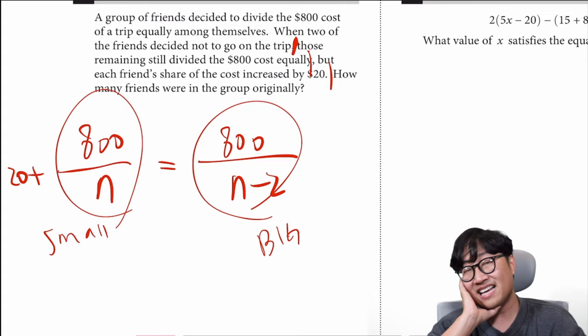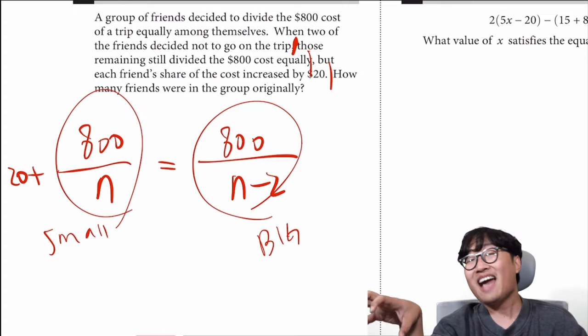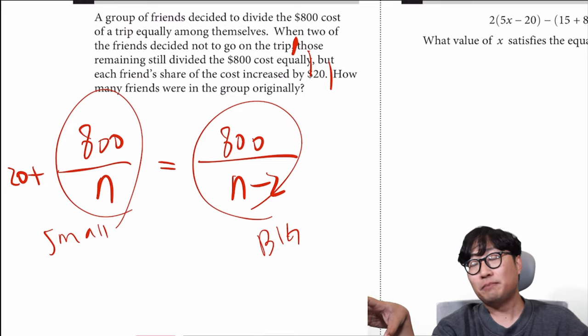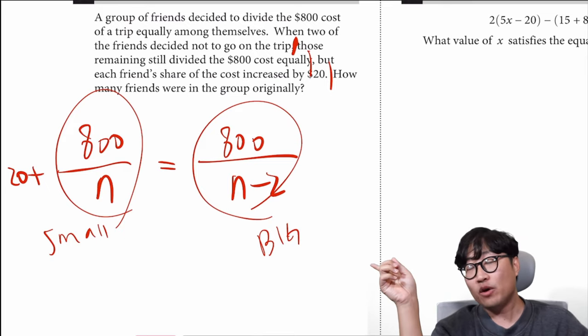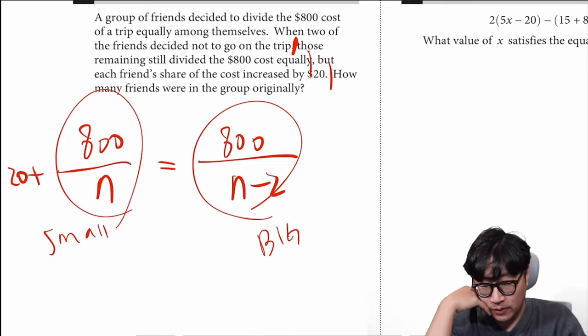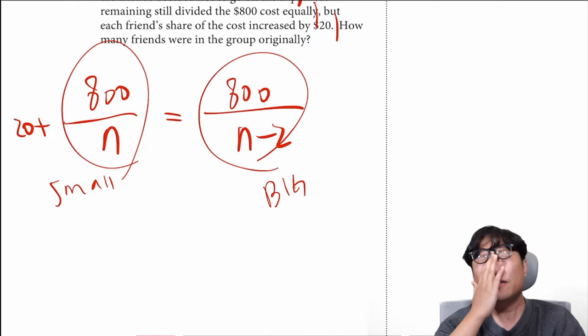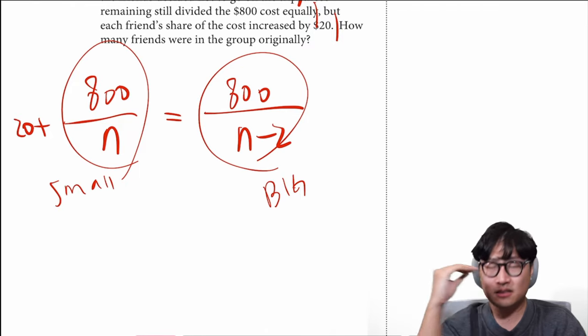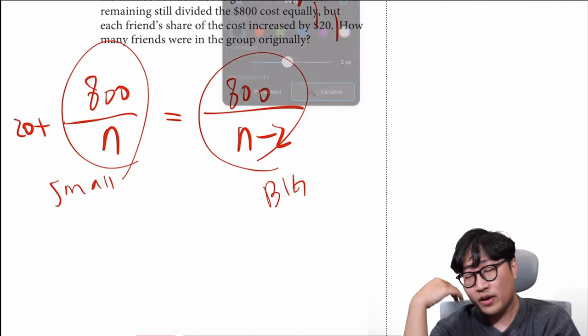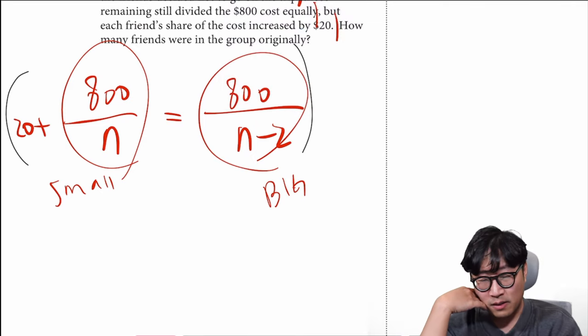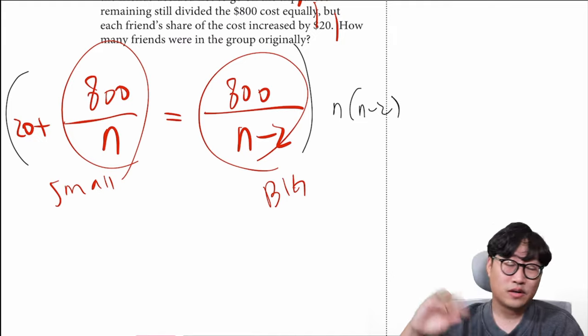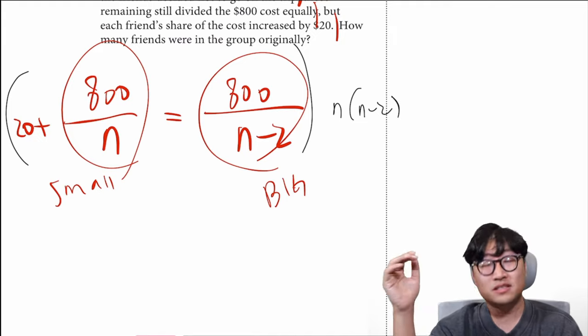Because this is where you pay less. You would have normally paid less, but now you're adding 20 on that one because two people backed out. So how many friends were in the group originally? Well, here's the thing. For questions like this, the technically right way to go about it is to grab the whole thing and multiply by n and n minus 2, cancel all the fractions, or find a common denominator.